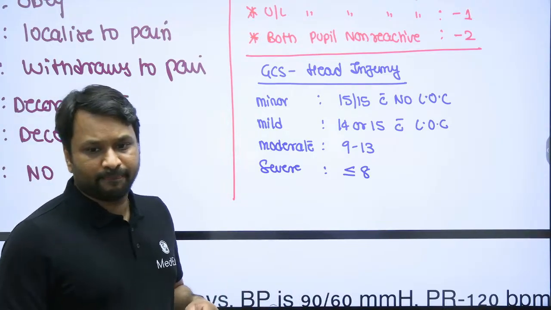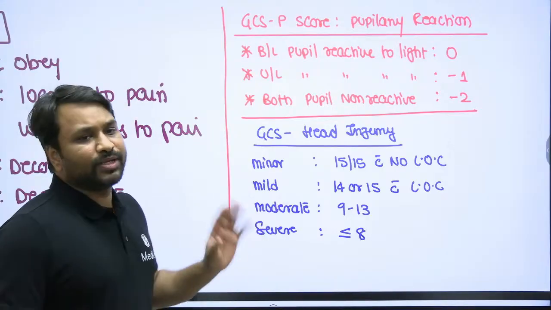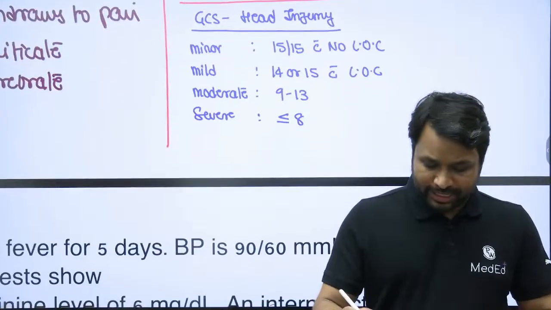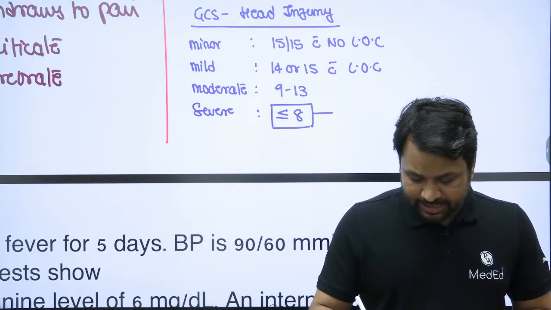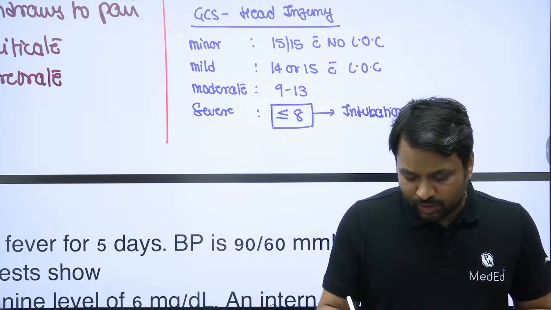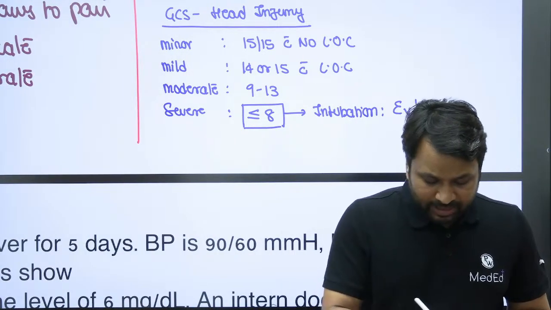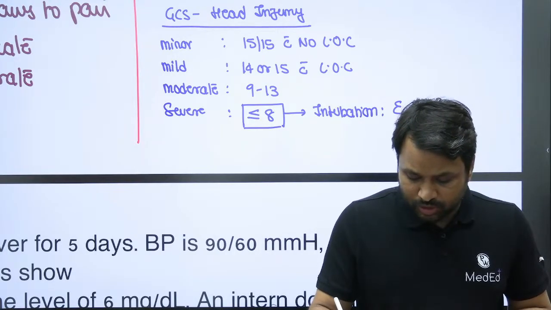Now, another question that they can ask you is, what is the indication for intubation? Remember, a GCS of less than or equal to 8 is an indication for intubation. Now, if the patient is intubated, how will you calculate the GCS score? We say E4, V cannot be calculated because it is tubed. Motor response will be 6.